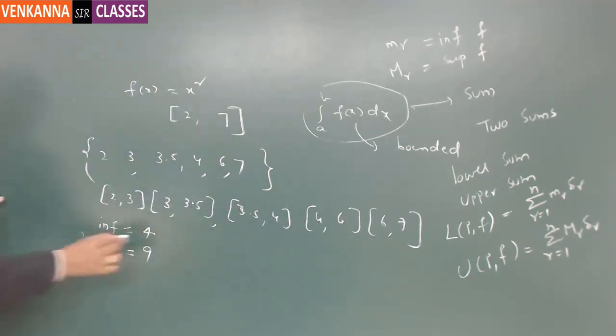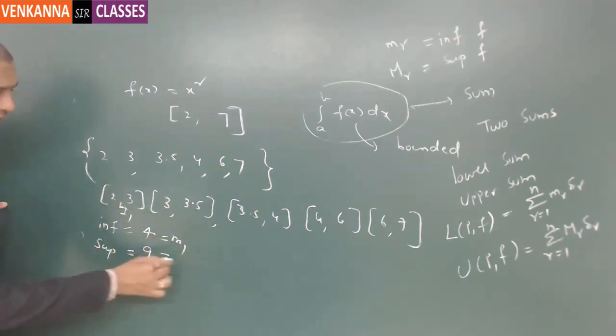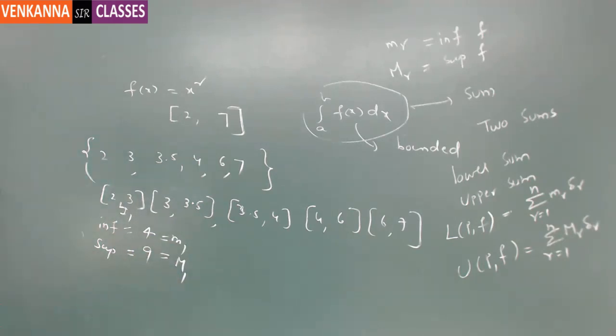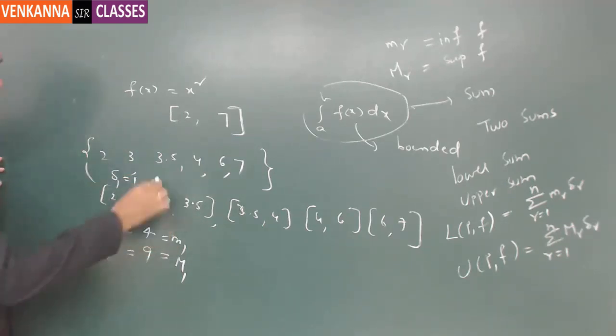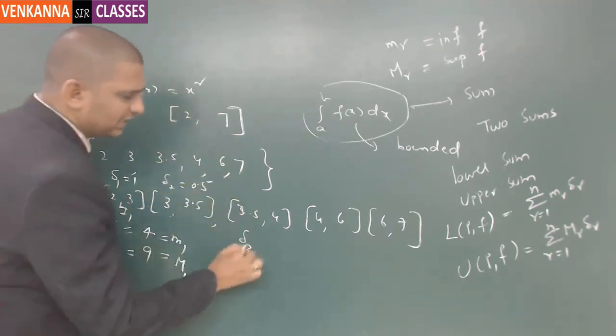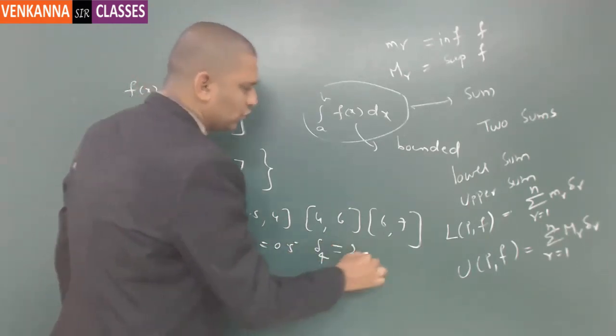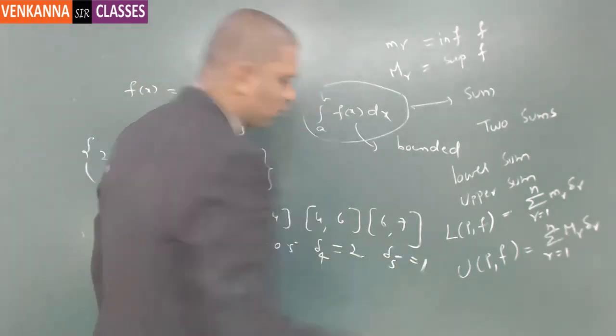You can call this first interval I1, so this is small M1 and this is capital M1. If you consider the lengths, the difference between these two is 1, so delta 1 is equal to 1. Here delta 2 is equal to 0.5. Here delta 3 is equal to 0.5. Here delta 4 is equal to 2. Here delta 5 is equal to 1.